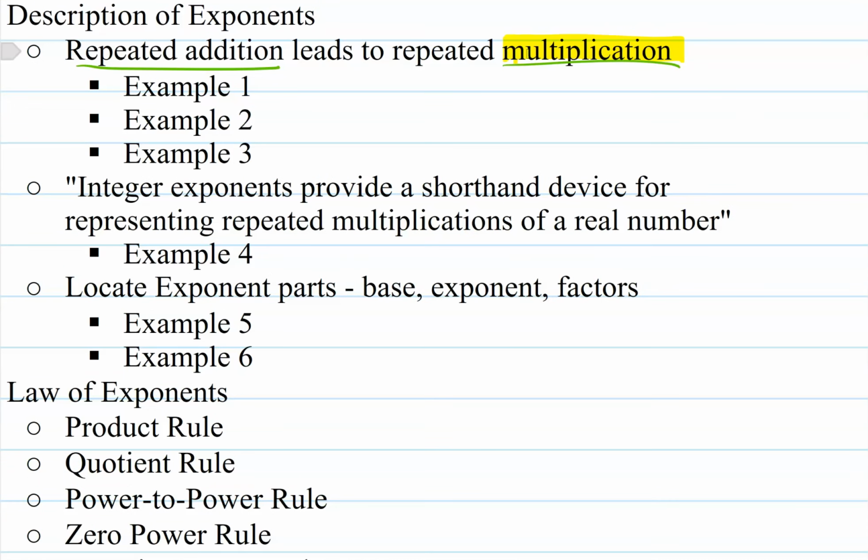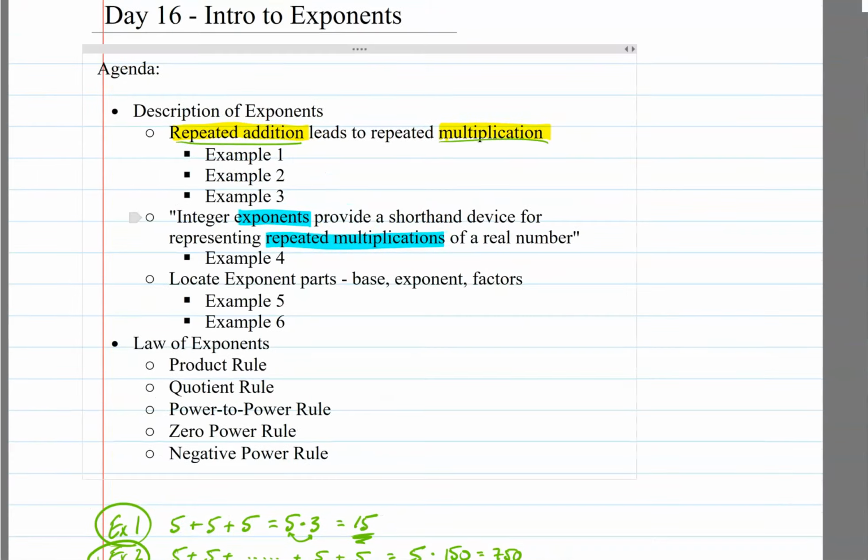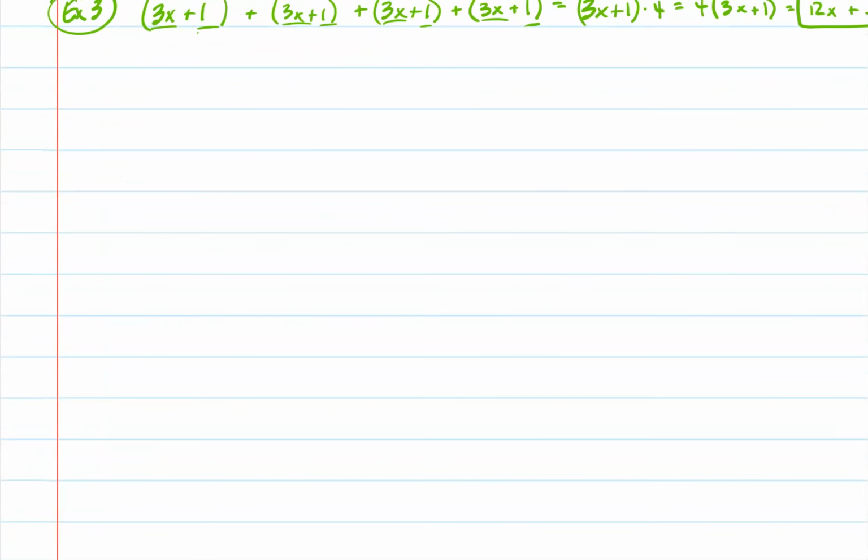So here again, if multiplication is the result of repeated addition, then we can also say that repeated multiplication can be replaced with what we call integer exponents, or exponents are a way to simplify repeated multiplication. So let's see an example of that.